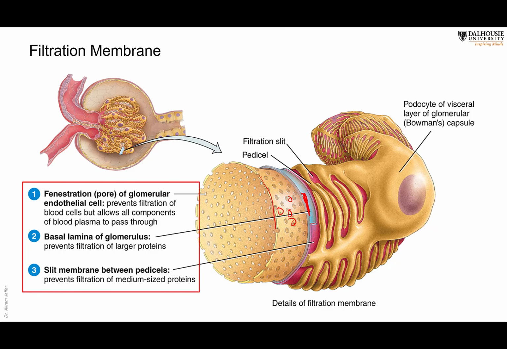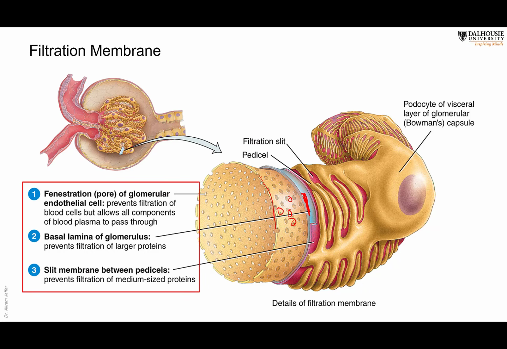And then the pedicles interdigitate between each other like this, and so they create slits called filtration slits in between them. These are tiny slits, and they only allow small particles to pass through. The medium-sized particles will not be able to pass, and in this way they are returned back. The proteins will be returned back. Only the small, tiny particles will pass. So this is what we call the filtration membrane. It comprises the sieve of the fenestrated endothelium, then the basement membrane, and then the slit pores which are present between the pedicles of the podocytes.